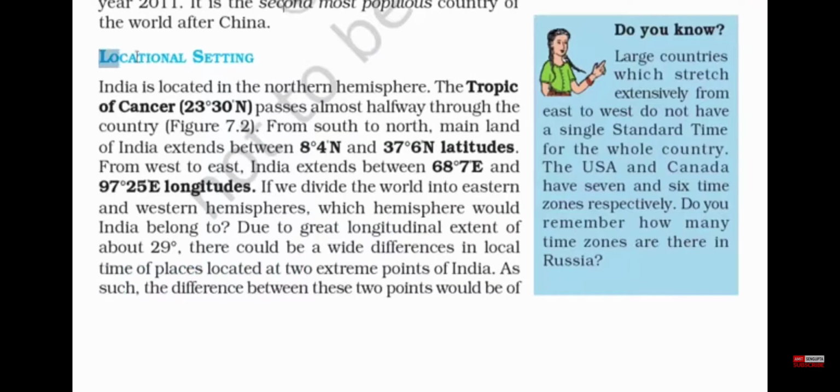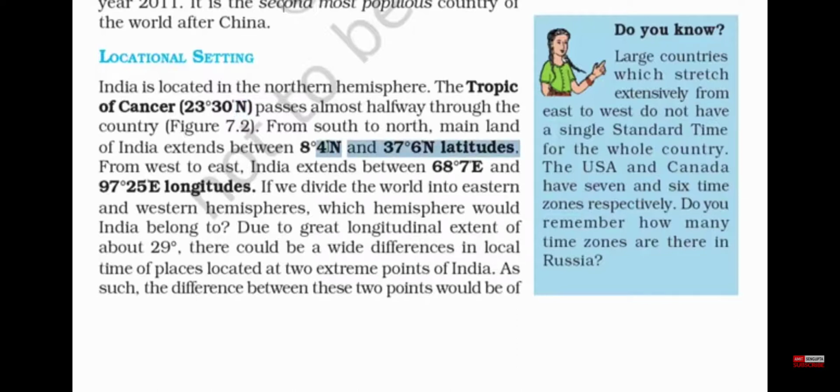So now let's talk about locational setting. It means where is currently India located? How do we recognize India if we have to see the entire globe as a whole? So India is located in the northern hemisphere, that is above the equator. The Tropic of Cancer is 23.30 north. As I said north because it is above the equator. So had it been below, it would be south.